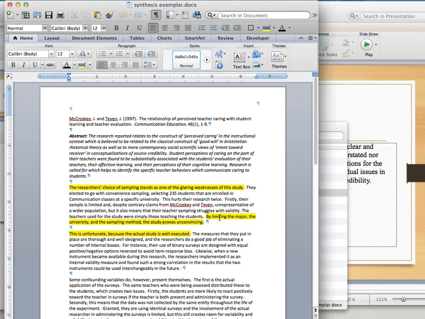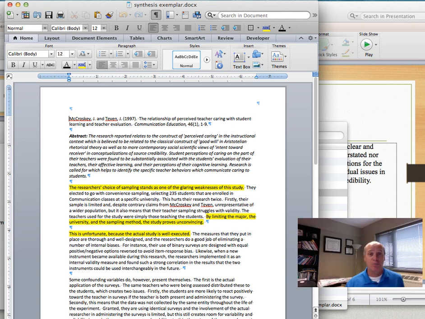And the last sentence in that paragraph, by limiting the major, the university, and the sampling method, the study proves unconvincing. So this person is saying that not only is it one of the more significant issues in this research, but it's so significant that they are not convinced by the research itself. And then the next sentence is a good transition sentence, and it starts to tell a story. So this person says, this is unfortunate because the actual study was well executed. So in other words, the story that's being told is a lot of things were done right, but one thing was done wrong, and it was so significant that it ruined the research.